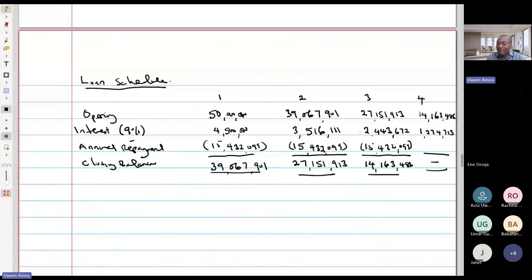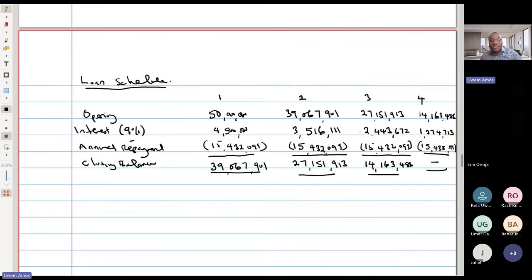So that would be, sorry, 14,163,486 plus 1,274,713. So I have 15,438,199, with the impact of rounding up, as our final year's balance.